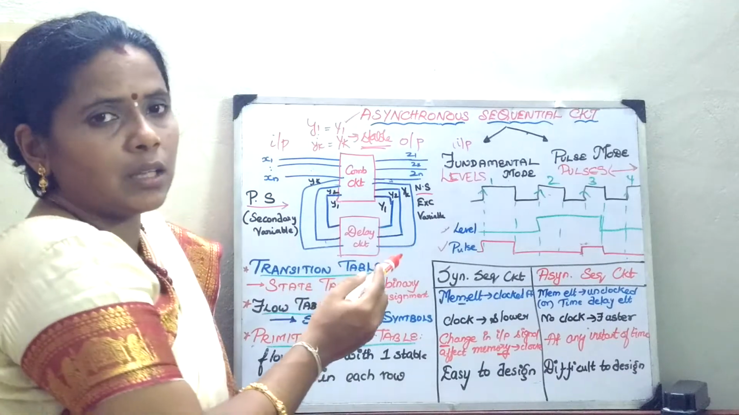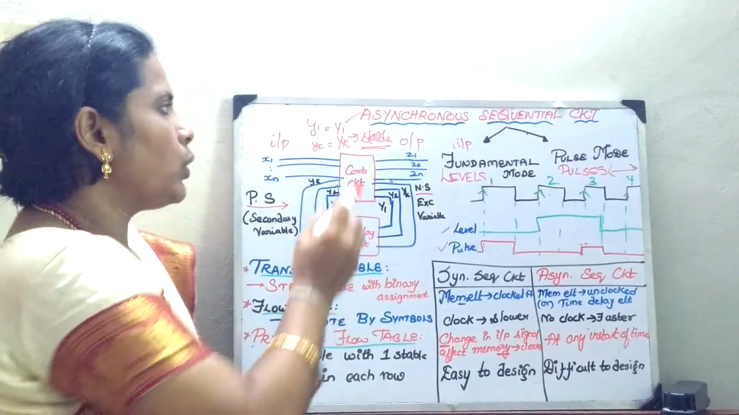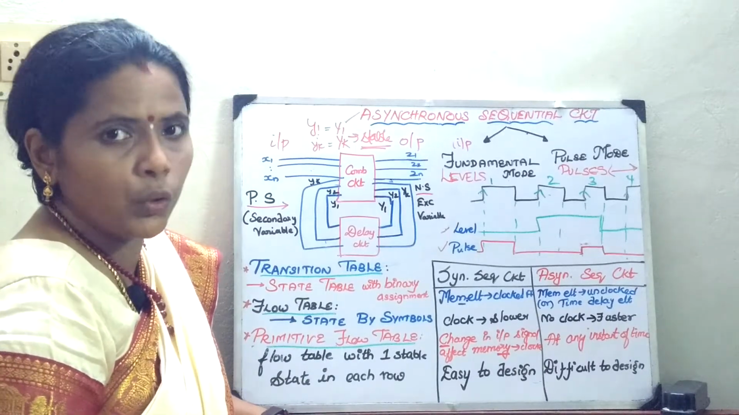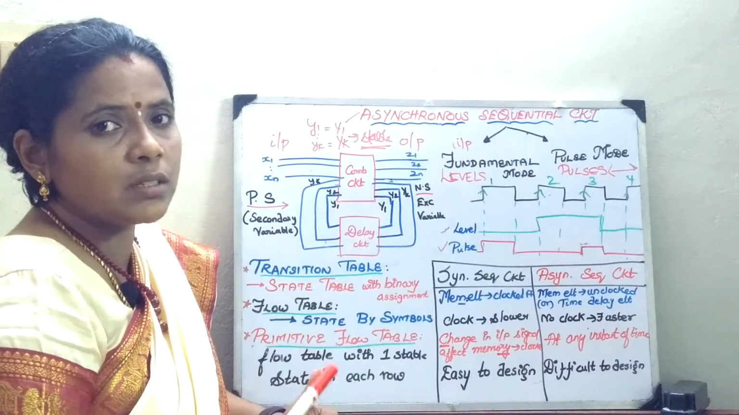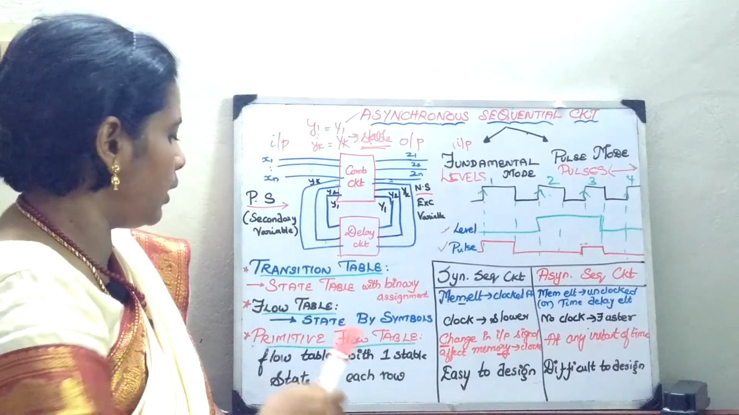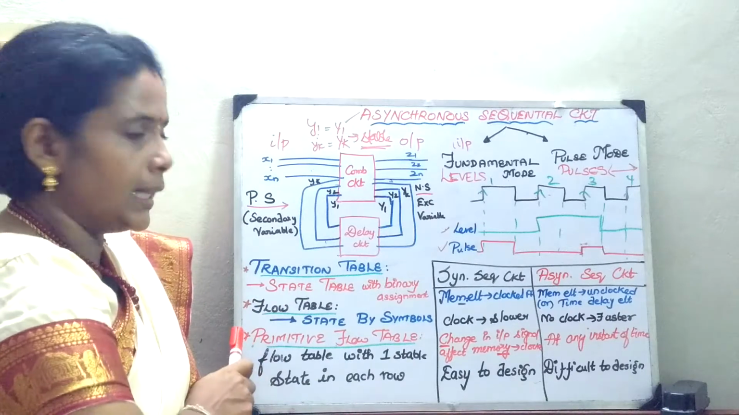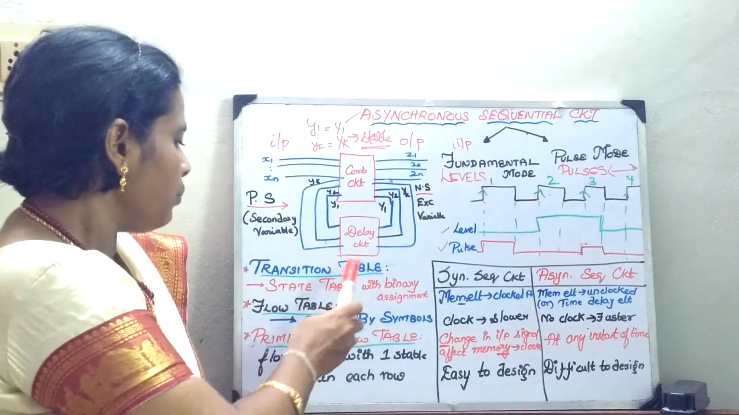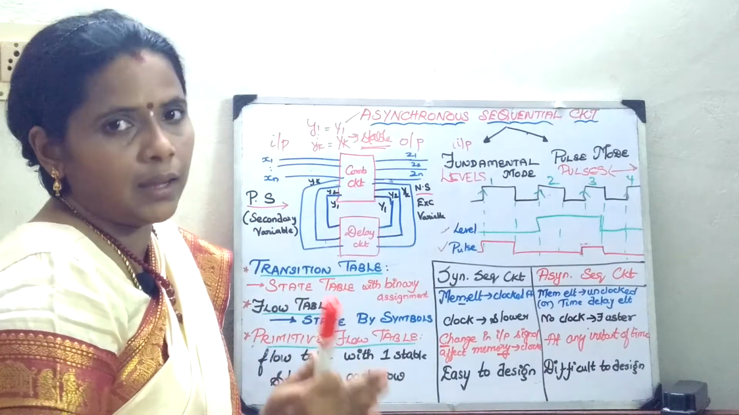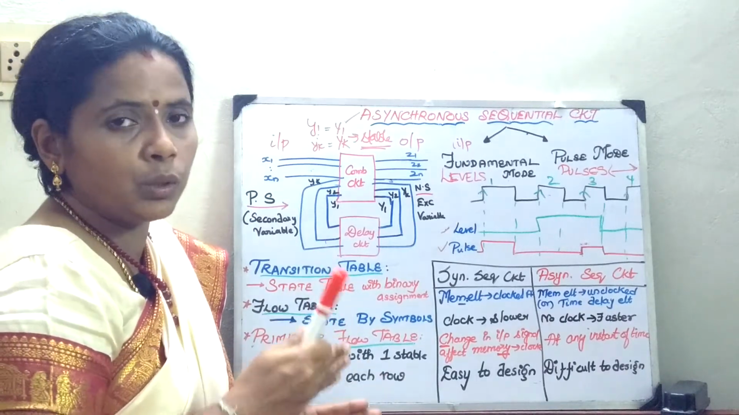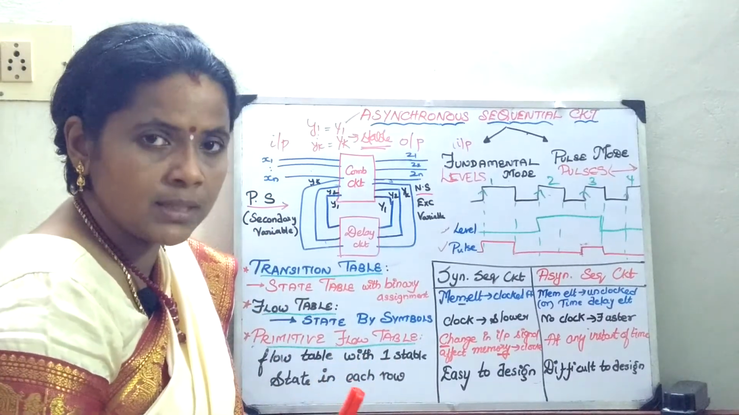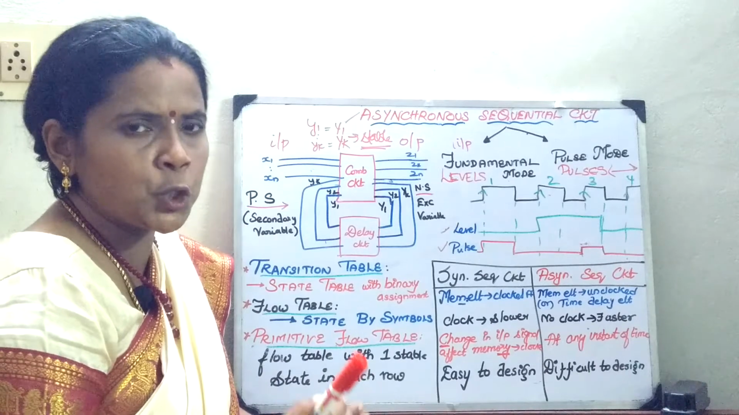What are the basic concepts dealing with asynchronous sequential circuits? Three concepts you should know. In synchronous sequential circuits you have seen the state table, state diagram and logic diagram. Similarly, here you have three concepts. First is the transition table. This transition table is nothing but a state table with binary assignments. If I give states like 0 0, 0 1 and assign them binary values, then it is called a transition table.